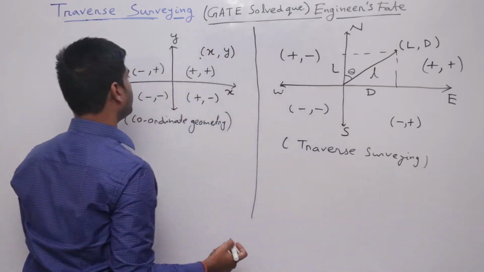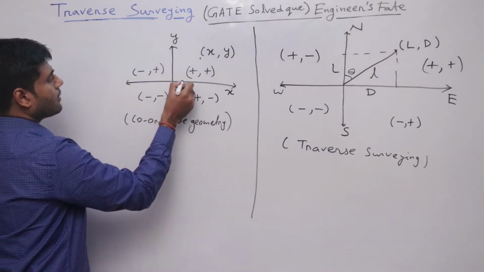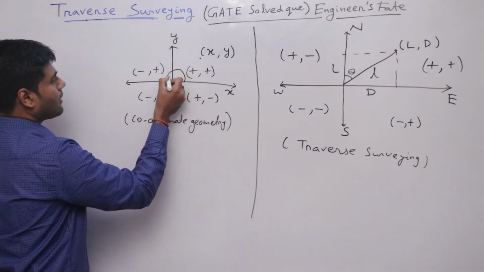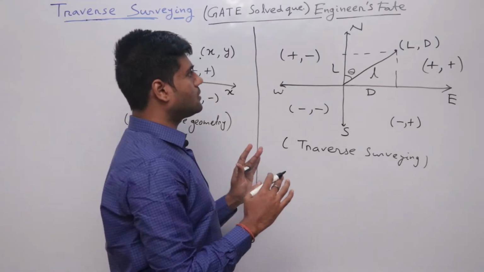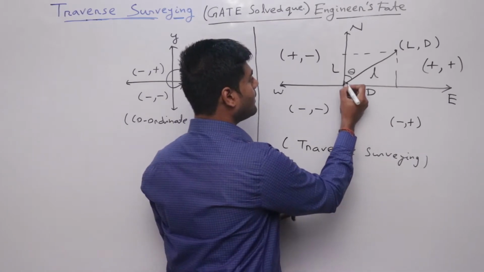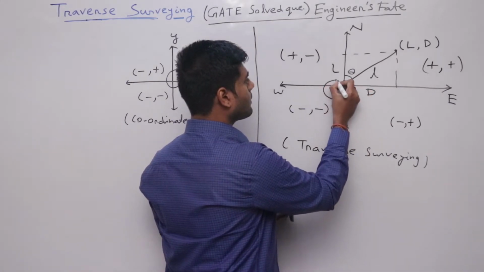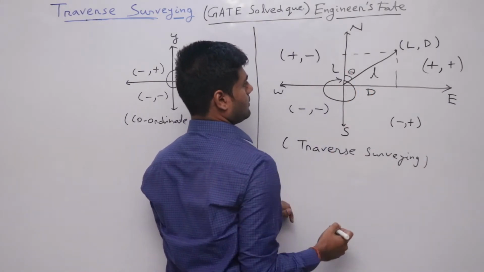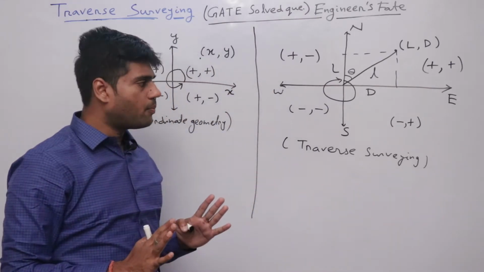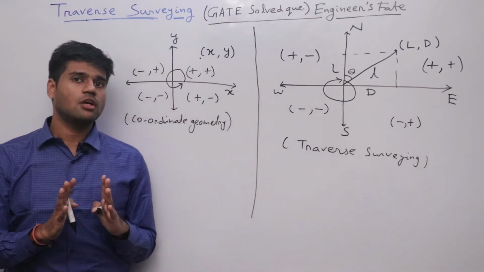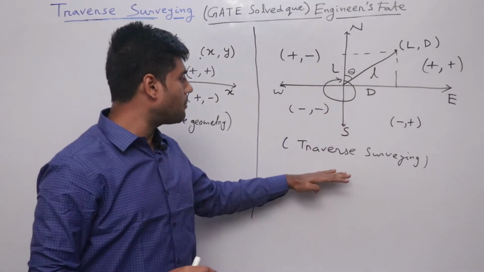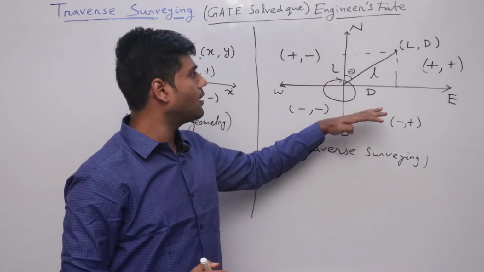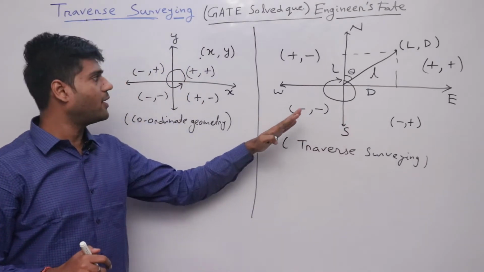In coordinate geometry, we measure the angle in anti-clockwise direction. But in traverse survey, we measure the angle in clockwise direction. I hope you found both differences and don't confuse them. We have to consider this sign convention in traverse surveying. So please make a note.